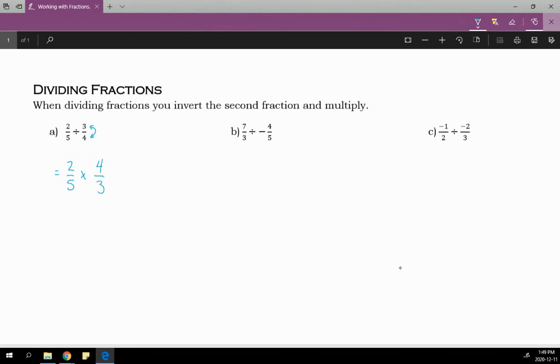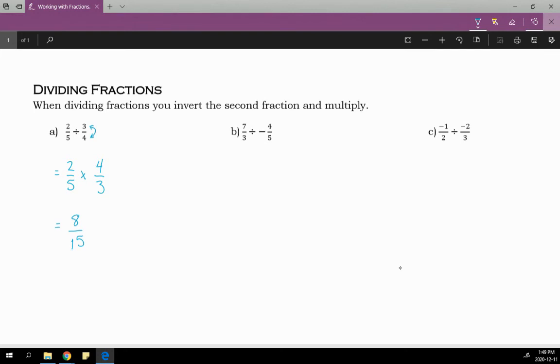And now we have a multiplication question, which we did just above. We're going to multiply straight across. So 2 times 4 is 8. 5 times 3 is 15. Do a check. Can we put this into lowest terms? We cannot, so this is as far as it can go.